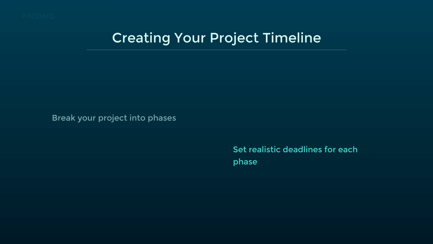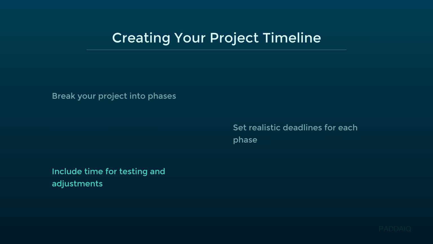Set realistic deadlines for each phase. This means assigning achievable timeframes for development, testing, and launch, avoiding overly optimistic estimates. For example, if integrating a payment system, allocate sufficient time for security checks and partner coordination. This careful planning keeps your project on track and reduces stress for the entire team.